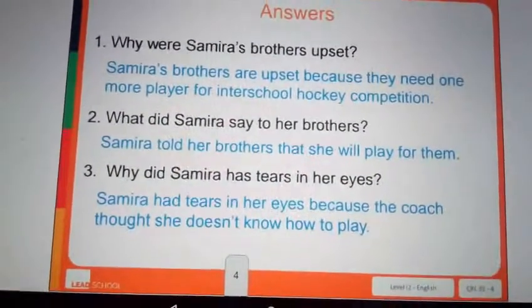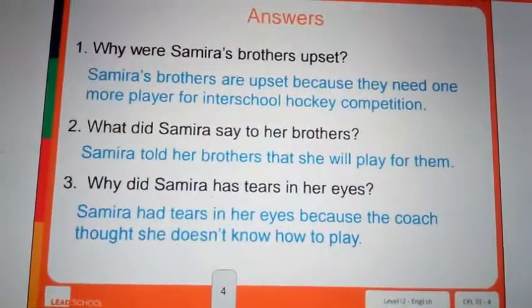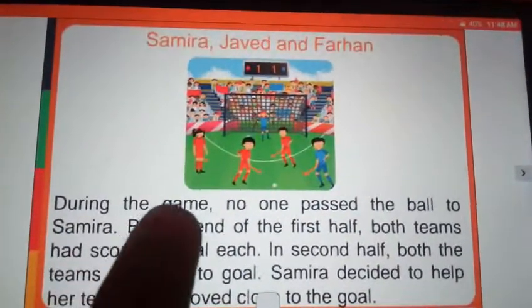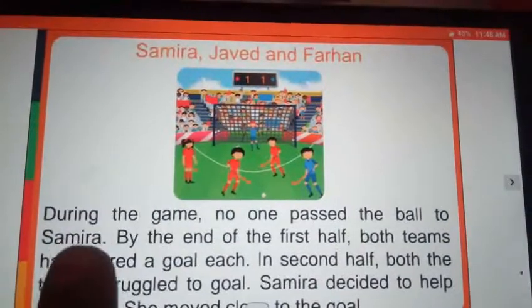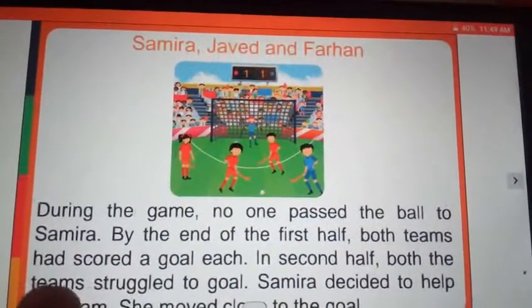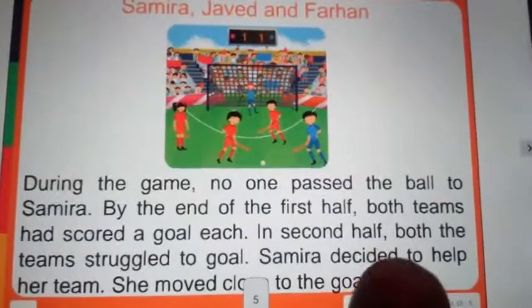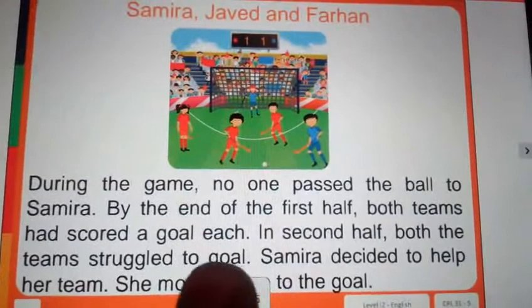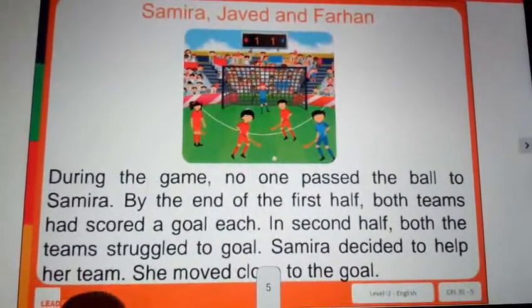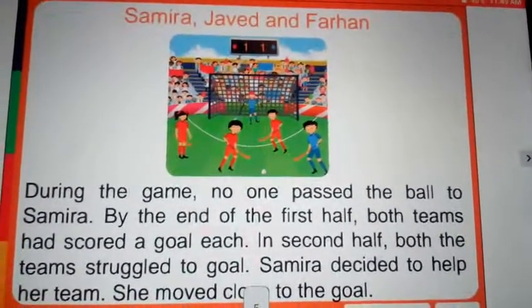Do you understand from this story? Related question answers? Yes. See the next one. During the game, no one passed the ball to Samira. By the end of the first half, both teams had scored a goal each. In the second half, both teams struggled to score a goal. Samira decided to help her team. She moved close to the goal.